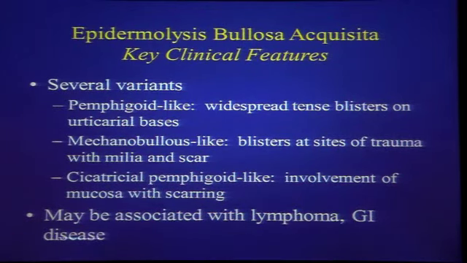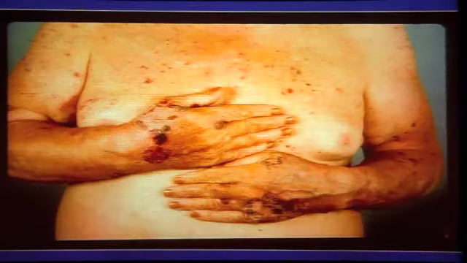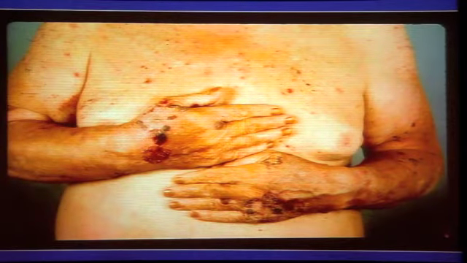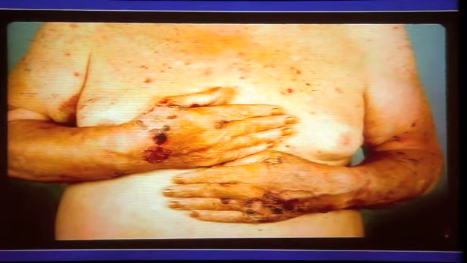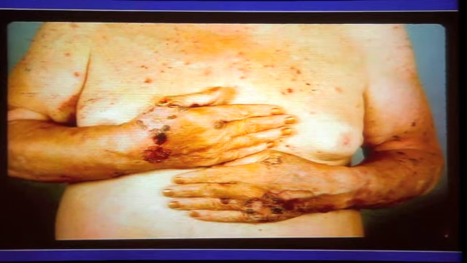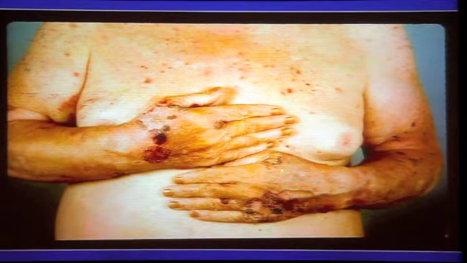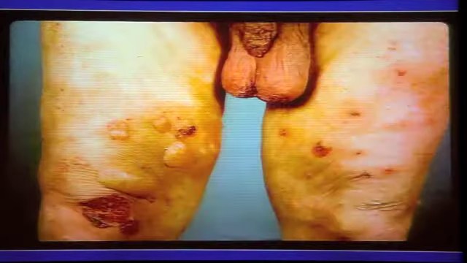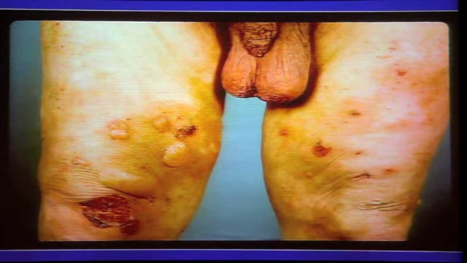Again, these can be associated with underlying disease like lymphoma or GI disease, so you want to make sure that you distinguish these. This guy's got the form that looks a bit more like a scarring, classic mechanobullous EB. He's got scarring on his hand, so he doesn't look as much like pemphigoid. Notice the lack of a lot of prominent inflammation in the background here.